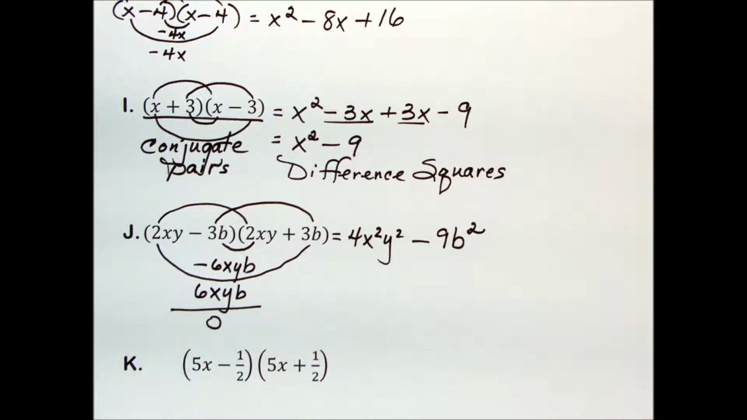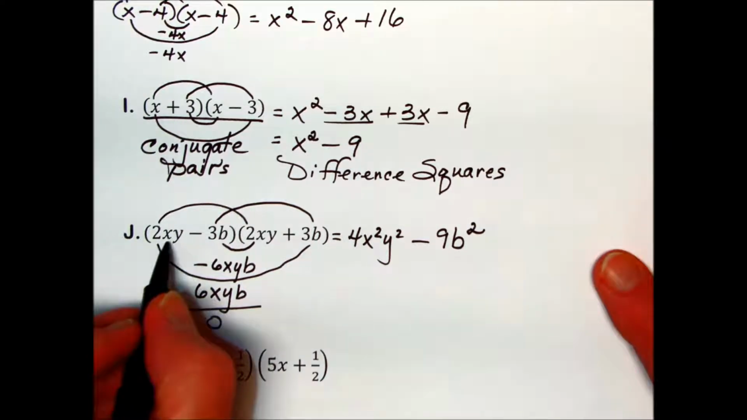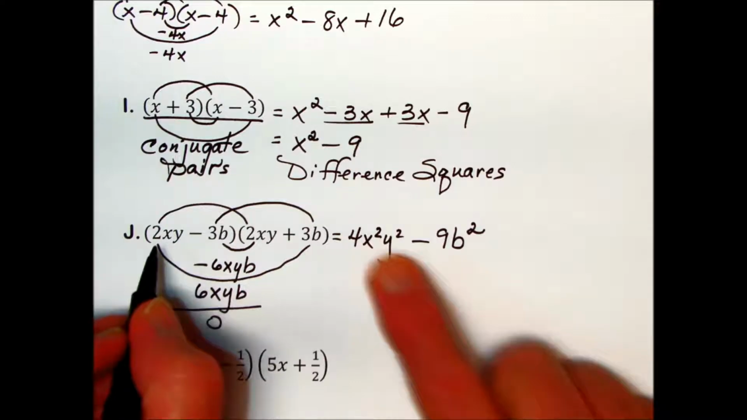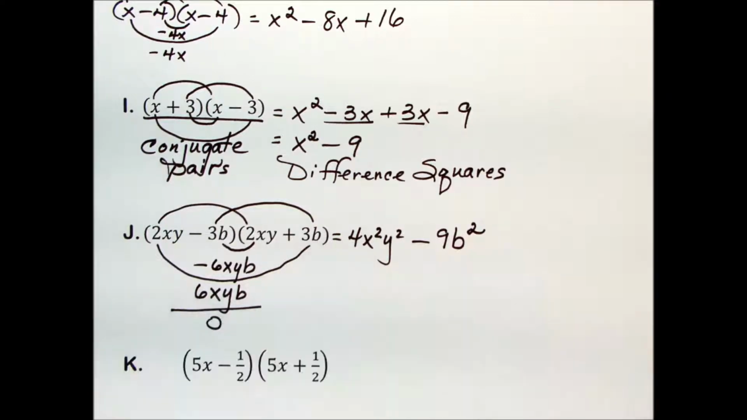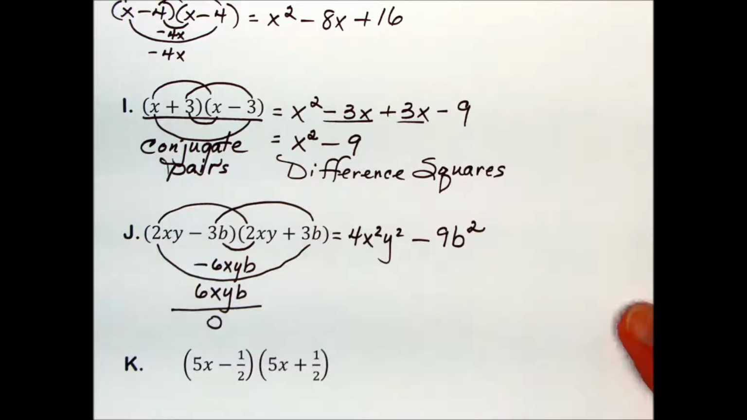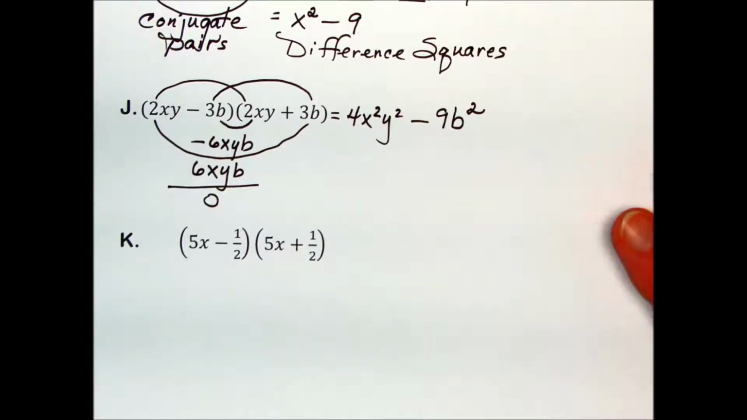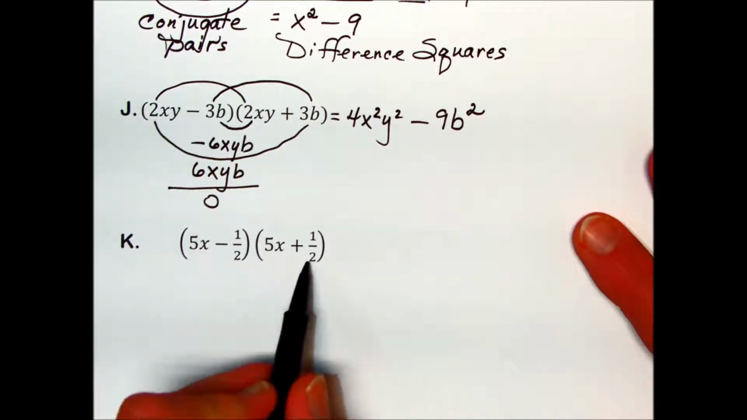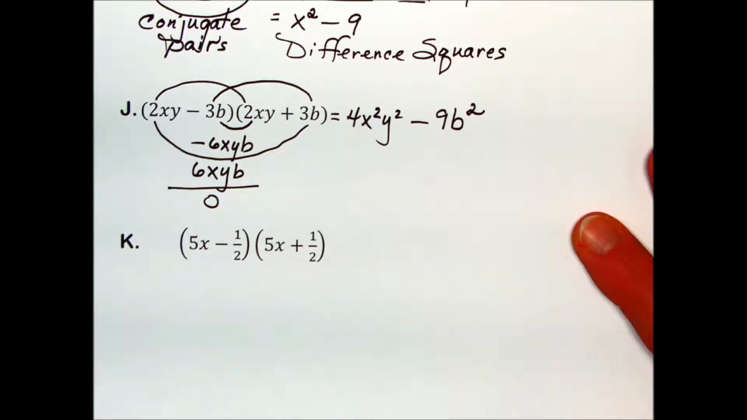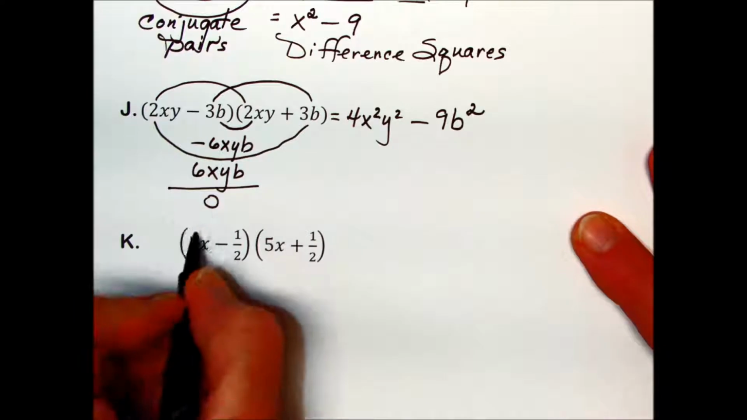And it did happen on this problem as well. The middle terms canceled out. We were left with actually the square of the first term and the square of the last term, but a difference of squares. In the next one, we've got fractions, but look at your binomials. They are the same with the exception of a sign. We have conjugate pairs. We'll end up with a difference of squares.